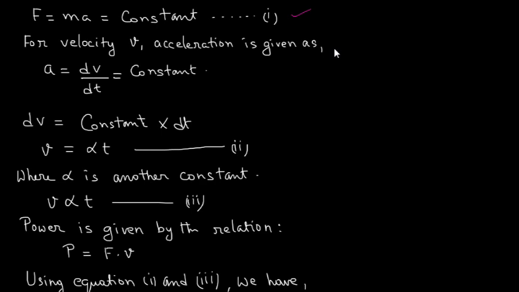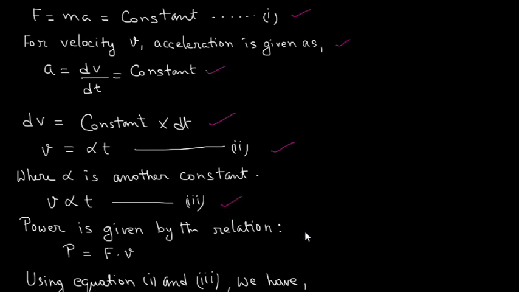Now, for velocity v, acceleration is given as a is equal to dv by dt is equal to constant. dv is equal to constant into dt. Velocity, therefore, v is equal to alpha into t, where alpha is another constant. This is equation number 2. So v is proportional to t.